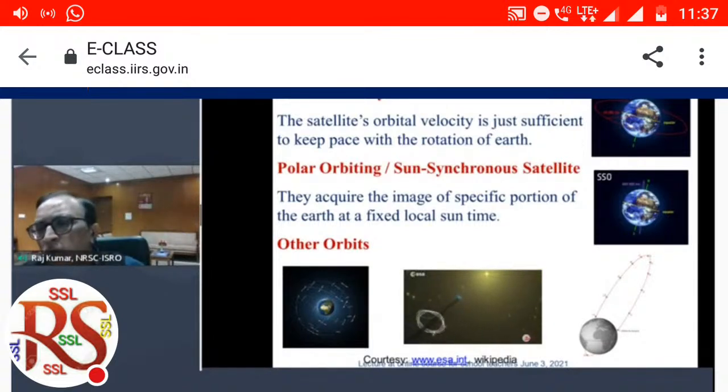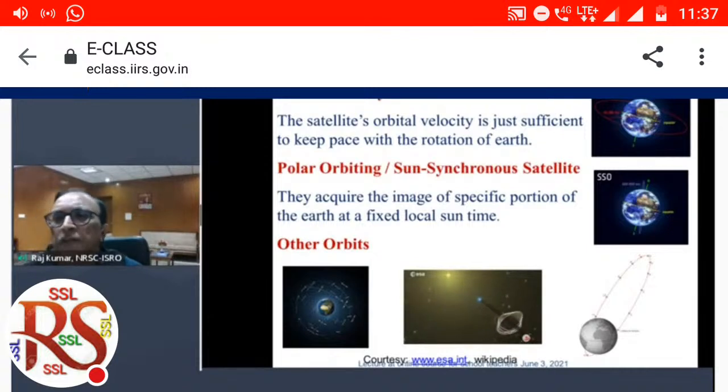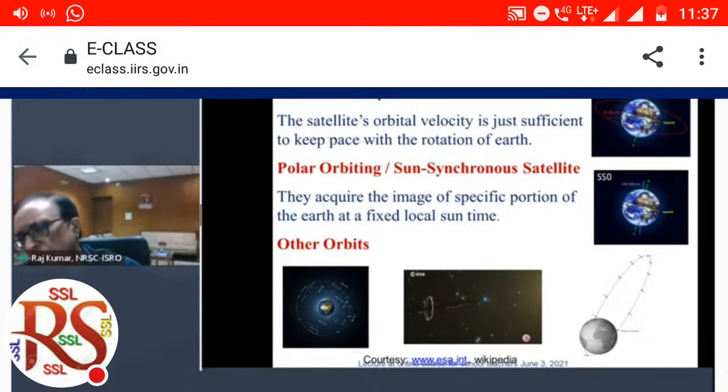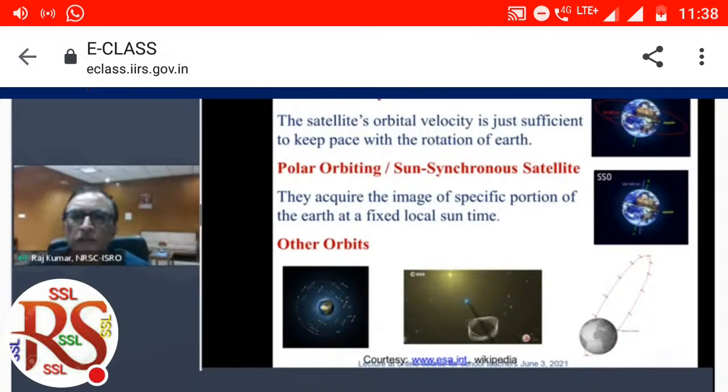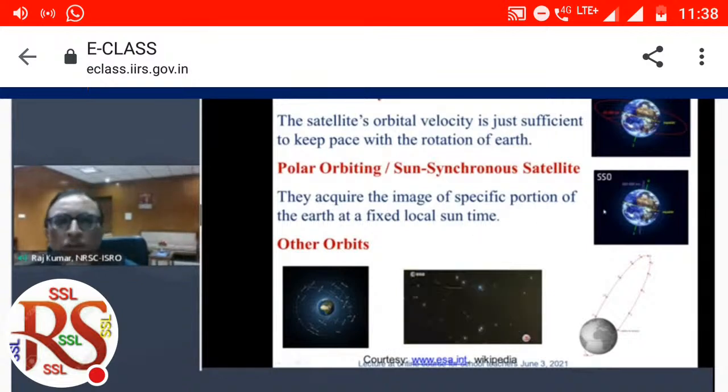Another type of orbit is the polar orbiting, or sun-synchronous, satellites. They orbit all over the world, approximately pole to pole, and one orbit takes around 100 minutes. By that time the Earth is also moving, so you will cover another area. Like that, it goes on covering the whole Earth in approximately 2 days, 5 days or 10 days, depending on what type of orbit, what type of precision, and what your requirement is. Based on that, we have different polar orbits.